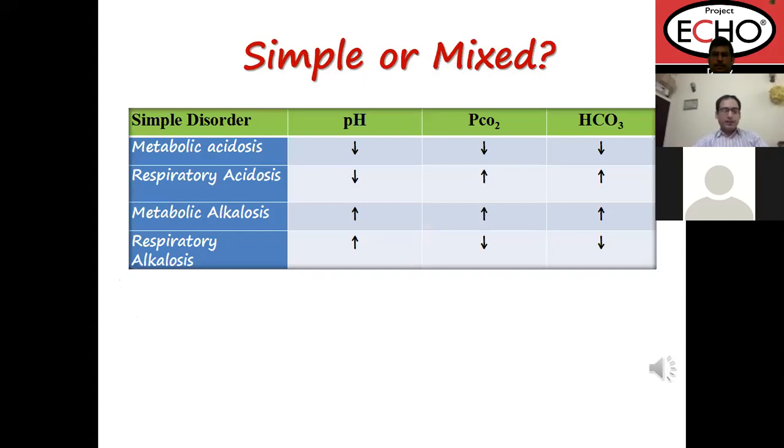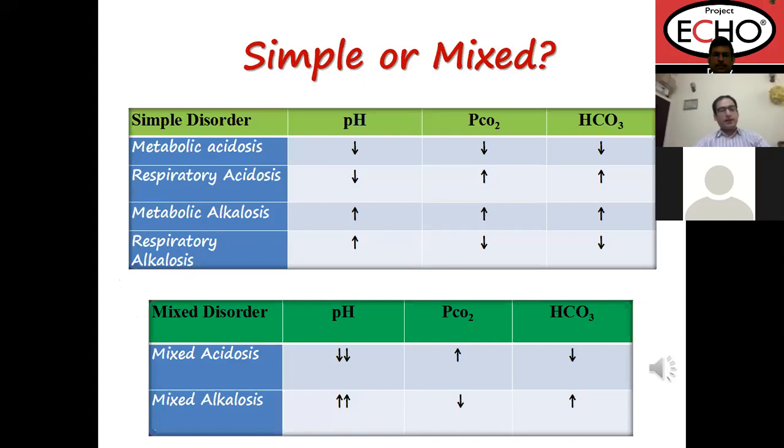Now, another easy thing to remember is that if PCO2 and bicarb go in the same direction, it is a simple acid-base disorder. There are 4 types of simple acid-base disorder, that is metabolic acidosis, alkalosis, or respiratory acidosis, alkalosis. In a simple disorder, both will be going in the same direction, as you can see here. Whereas if it is a mixed acid-base disorder, the CO2 and the bicarb will go in opposite directions.